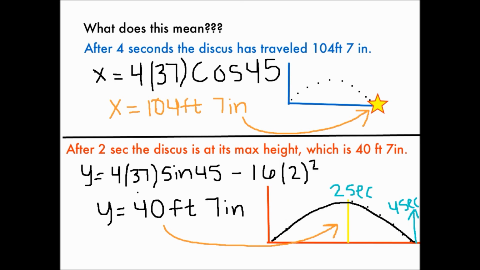Like say if I already knew what x was, I could manipulate the equation and try to find what degree I threw it at, and I'd have the time and the velocity. Now I could do that the same way if I wanted just to find time. If I knew it was 104 feet 7 inches, I could just leave time as a variable, and I would know it was 37 velocity and my angle was 45 degrees. So you can use these equations in many different ways. I'm just showing you how far I threw the discus and what the max height was.